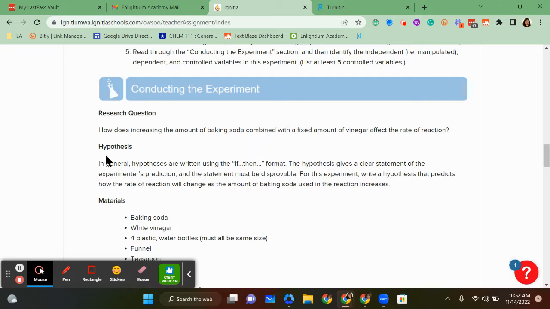Do you believe that 1 teaspoon of baking soda is going to make the balloon inflate more, or do you think that the more baking soda, the bigger the circumference will be? So those are the things that you need to think about.